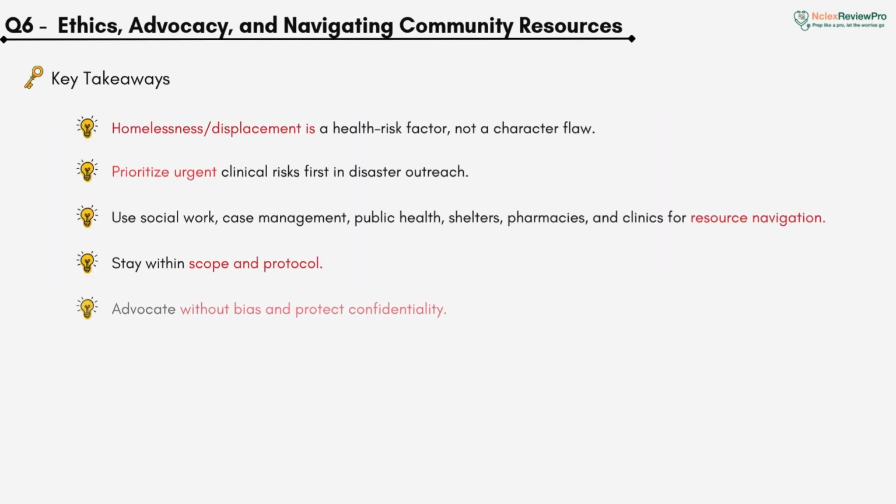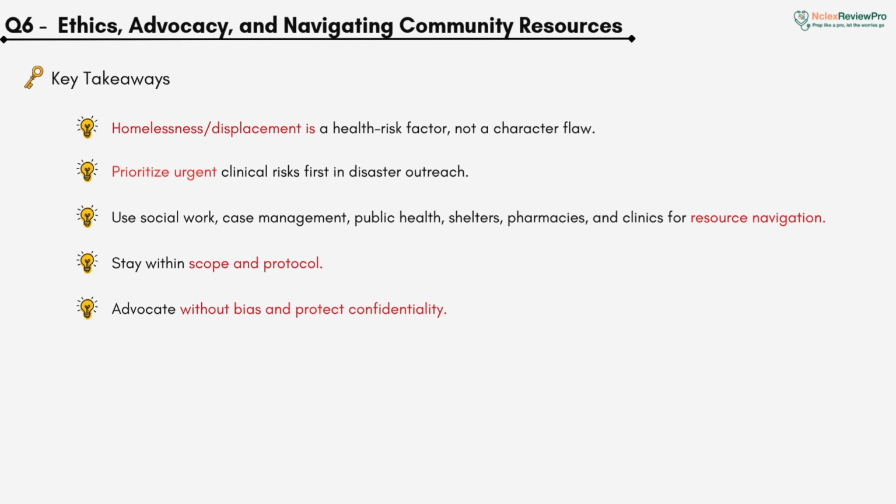The key takeaway is this: homelessness and displacement are health risk factors, not character flaws. In disaster outreach, the nurse should prioritize urgent clinical risks first. Use social work, case management, public health, shelters, pharmacies, and clinics for resource navigation. Stay within scope and protocol, advocate without bias, and protect confidentiality.